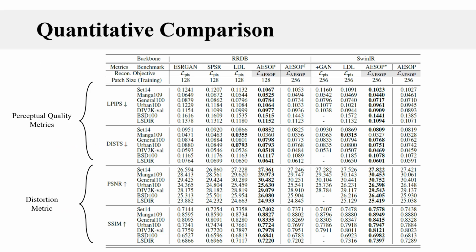Here we have the overall benchmark table comparing prior state-of-the-art methods with both the RRDB backbone, which is a CNN-based super-resolution architecture, and a SwinIR backbone, which is a Swin transformer-based architecture. As can be seen, we achieved state-of-the-art performance in all datasets over all metrics.